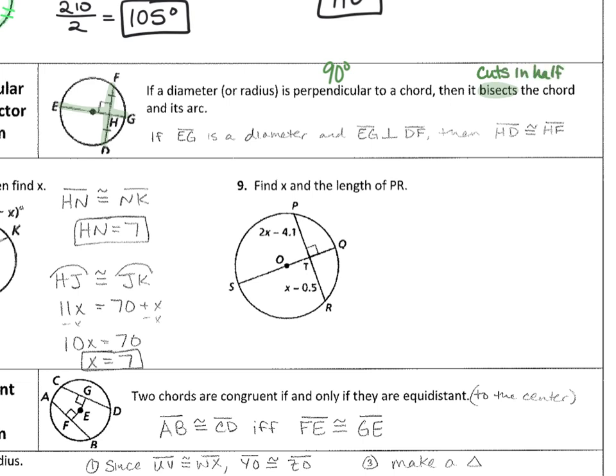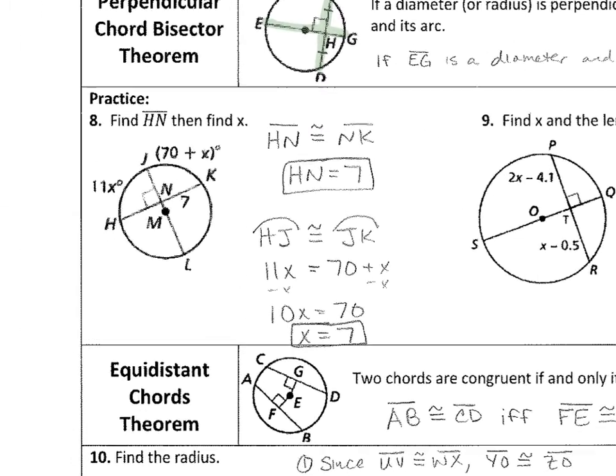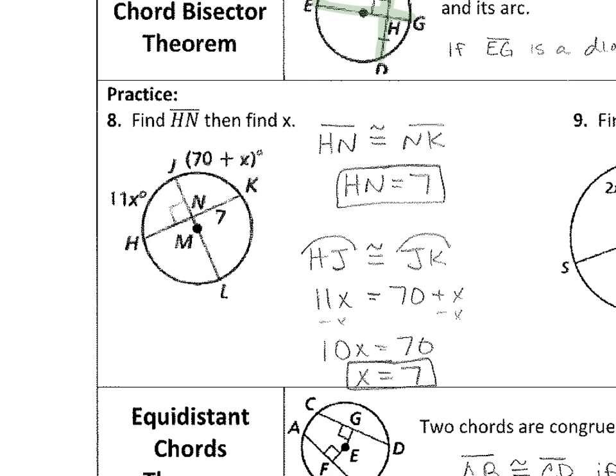So what that means for us is if you see a 90-degree symbol on a chord that crosses a diameter, then that chord is perfectly cut in half by the diameter. So in practice, like number 8, it says find HN, then find X. So I see that I have a chord, and I have a diameter, which is technically also a chord. Those chords are perpendicular to each other, which means immediately that I can put the tick marks on the chord that is not the diameter, and I know that it is bisected.